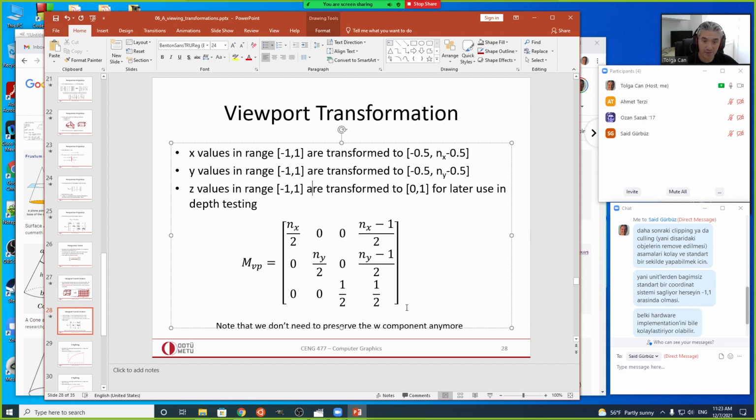Now at this point, something really interesting happens. Our matrix is not 4 by 4. It's actually 3 by 4, right? The third dimension we don't need it anymore. I mean, the fourth dimension, the W component, we don't need it anymore. At this point, we will not do any translation. The only translation occurs here.